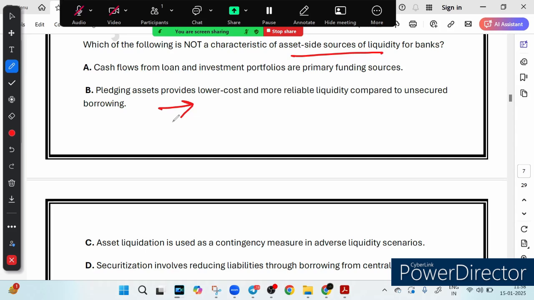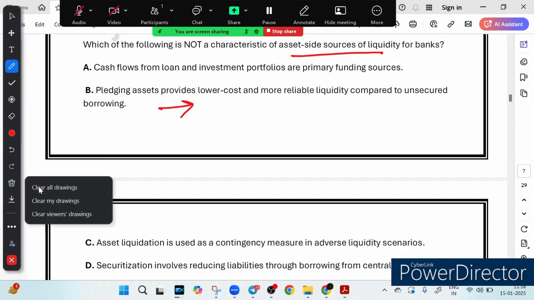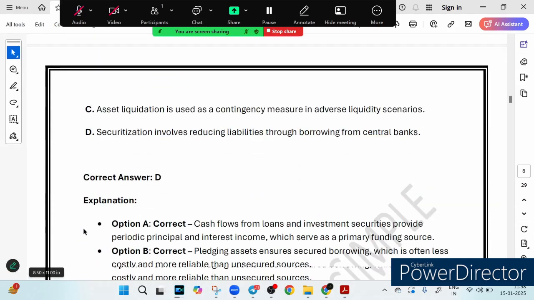Completely different from borrowing. So you should know that asset side liquidity refers to using bank loans, securities and other assets to manage liquidity. Primary funding source means cash flow from loans and investments provides regular income. And securitization is a different concept. That's why option D is the incorrect one and that is the correct answer here. Now let's see the next question.